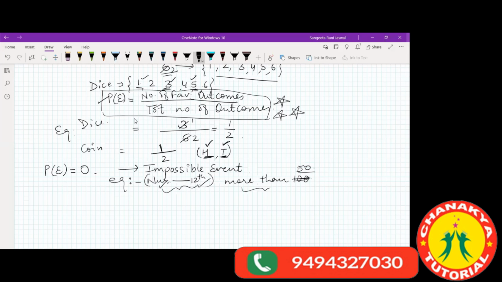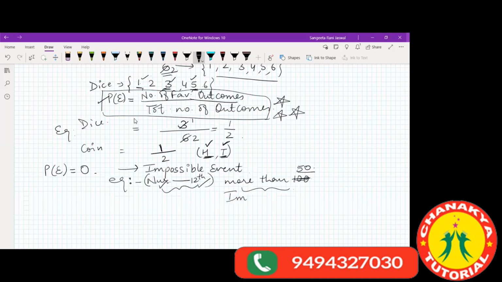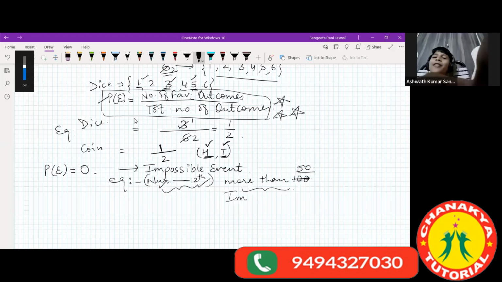So this is what? Impossible. And the staff in the school also doesn't have 100 years. Yes, ma'am. The government will stop us all. What happened? Ma'am, even the government staff will ban that.